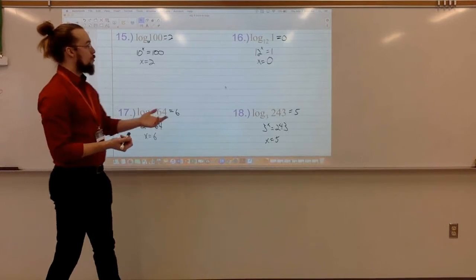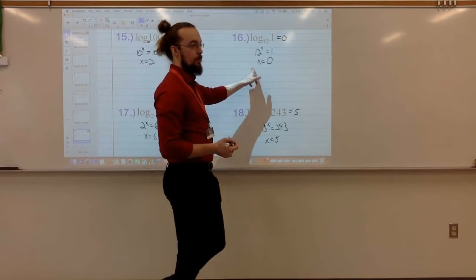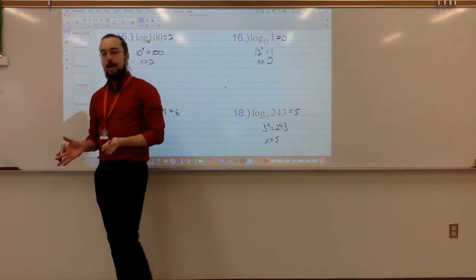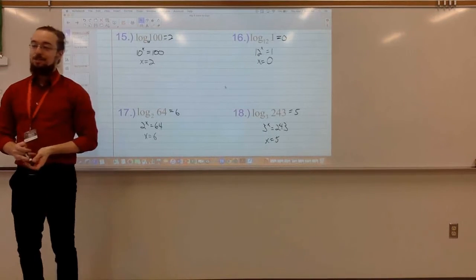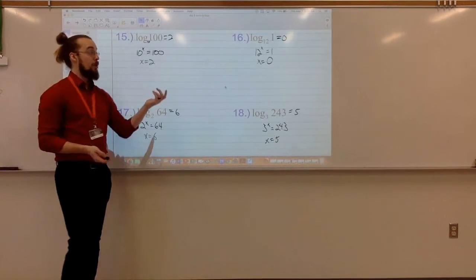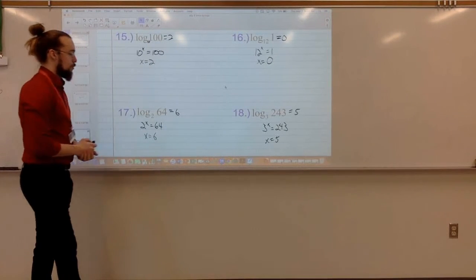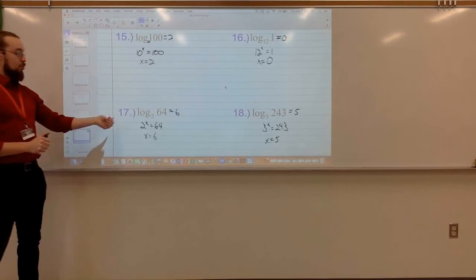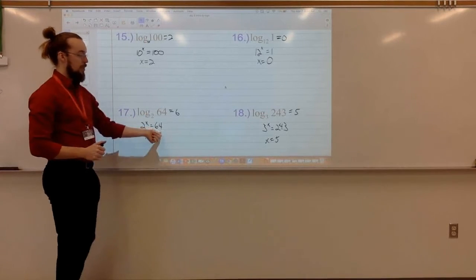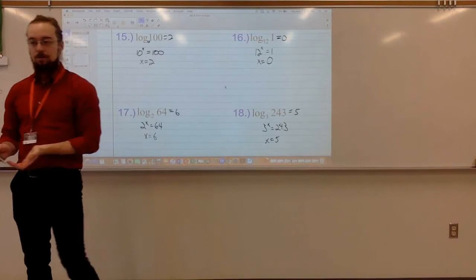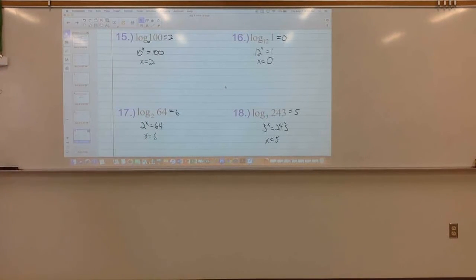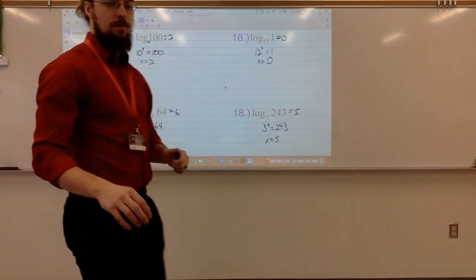So I think the tricky one might have been 16, where we were trying to figure out 12 to what power equals 1. Anything to the 0 power is equal to 1. So 12 to the 0 power would be equal to 1. Right? 2 to the 6th power is equal to 64, and 3 to the 5th power is 243. Questions? Alright then, a couple more I think.